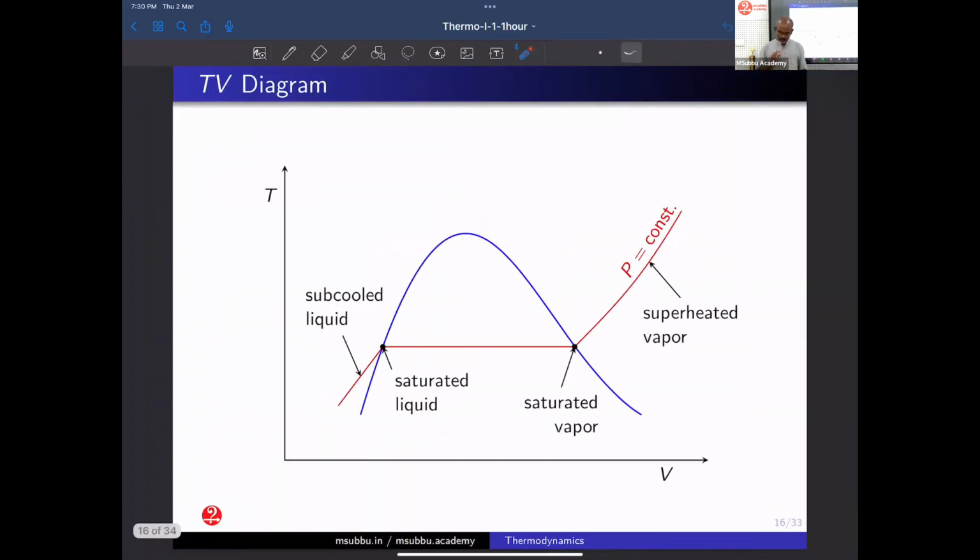And next, the TV diagram. This is the easiest diagram I consider. It can be easily understood. Of course, the bell-shaped curve corresponds to the saturation curve. To the left of this curve, this is saturated liquid, and this is saturated vapor. And to the left of the saturated liquid, we have subcooled liquid, and to the right, we have superheated vapor, and this is the gaseous state.